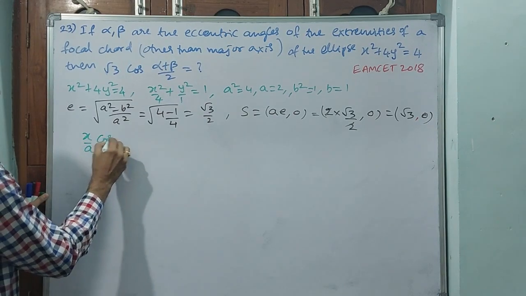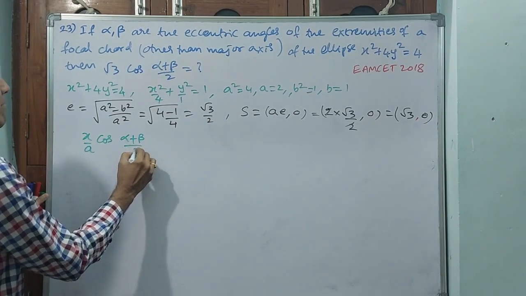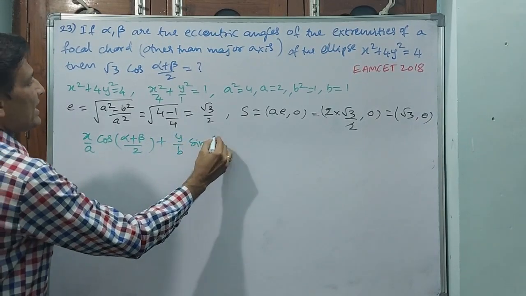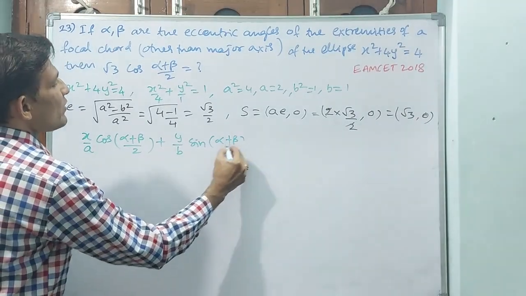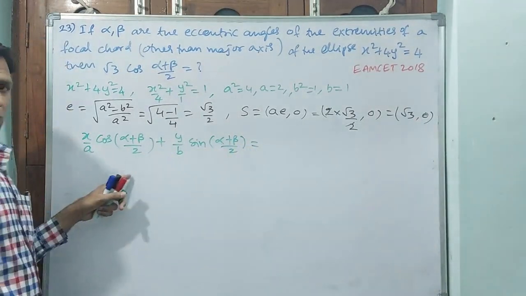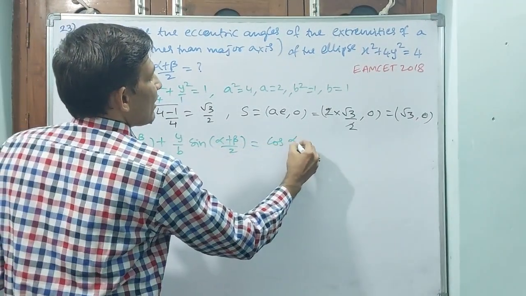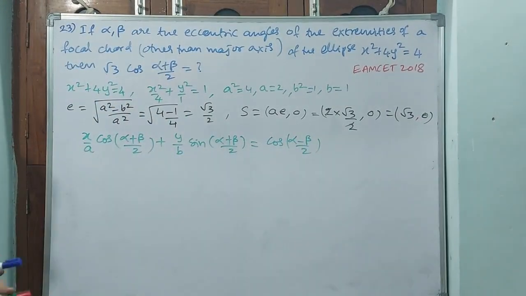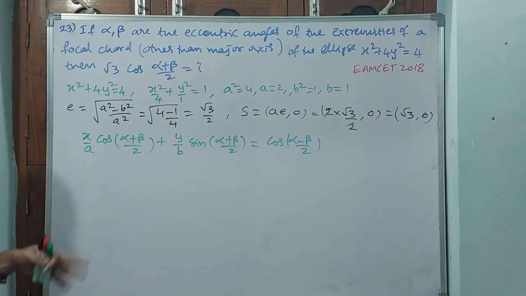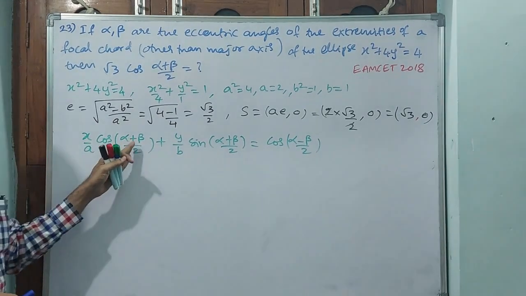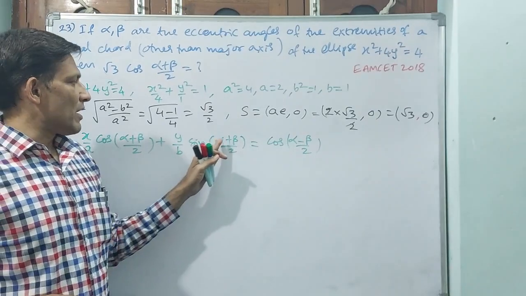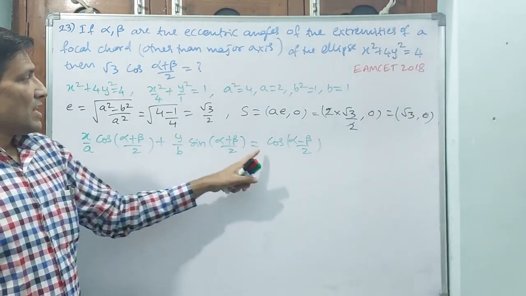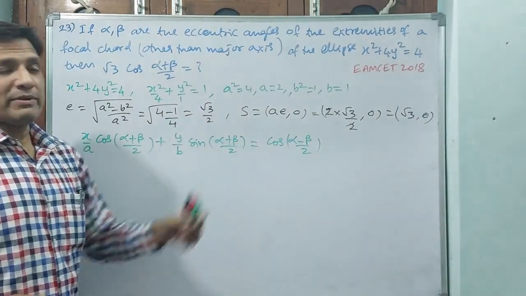x/a cos((α+β)/2) + y/b sin((α+β)/2) = cos((α−β)/2). This is the formula, equation, theorem, property, whatever it may be. Both are plus, alpha plus beta, this plus. Equal to cos of (α−β)/2.